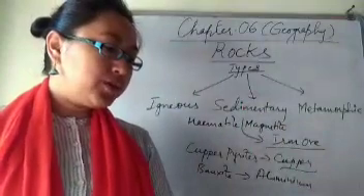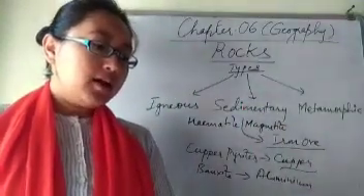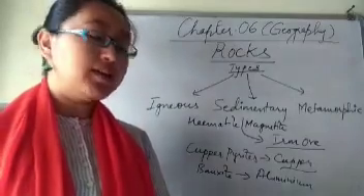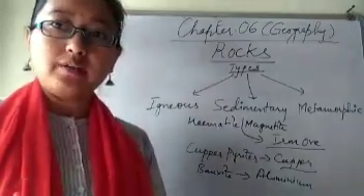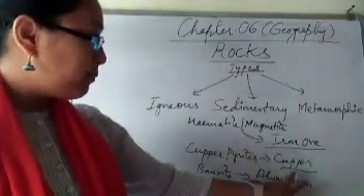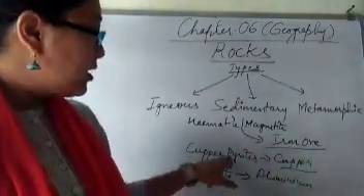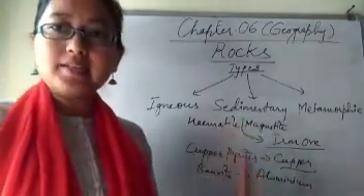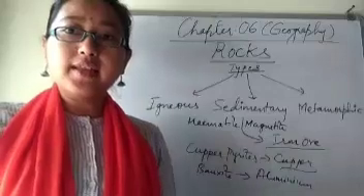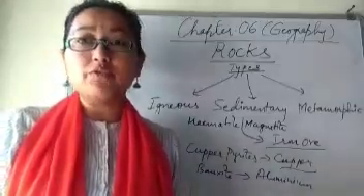And we know that ore is what? A rock having a large proportion of a single mineral is called an ore, right? And these are the examples of ore: bauxite, copper pyrites, hematite, magnetite. Now let's move to the next topic, that is types of rocks.